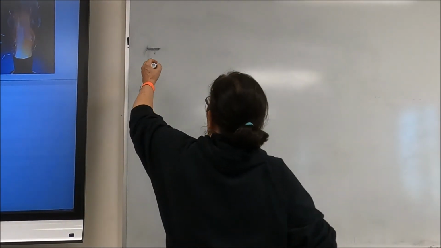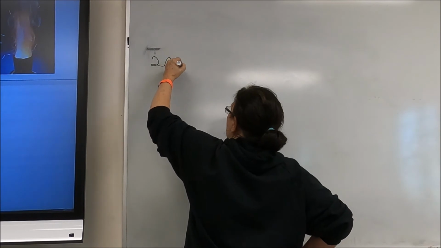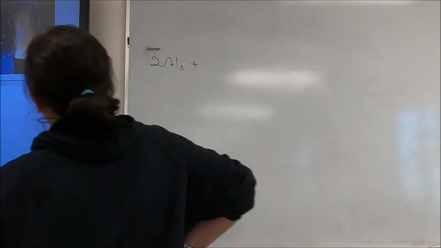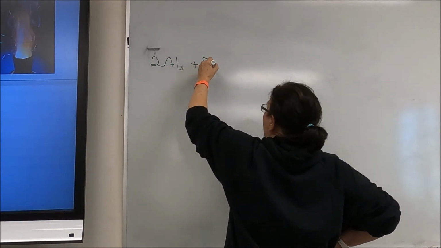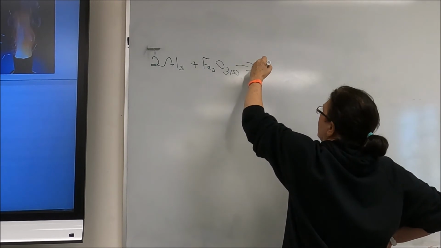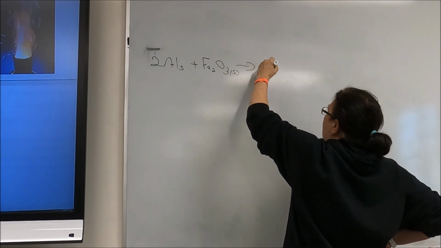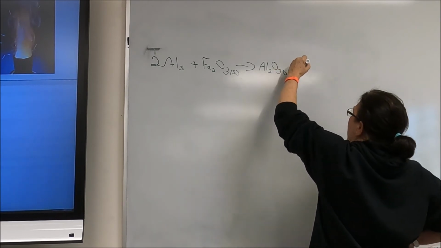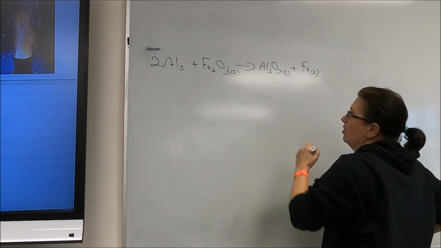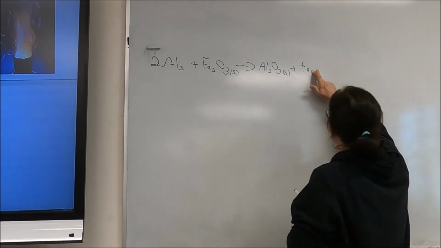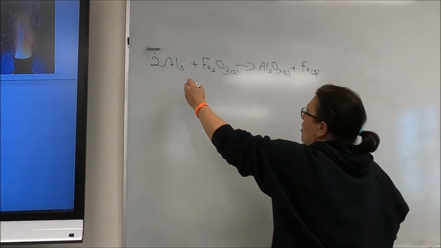So let me write the reaction out again. 2 aluminum solid plus Fe2O3 solid going to Al2O3 solid plus iron, and that's usually a liquid. Do they have, no, they have it solid. Okay, going all the way to solid. So there's our reaction.